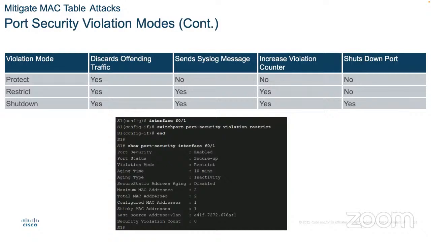This table shows you the comparison of what actions a layer 2 switch can take. Again, it can either protect, where it discards traffic, but it won't send a syslog message, won't increase the violation counter and won't shut down the port. Where shutdown does everything: not only will it discard any traffic, it will record it to syslog, increase a violation counter and also prevent that port from being used at all.